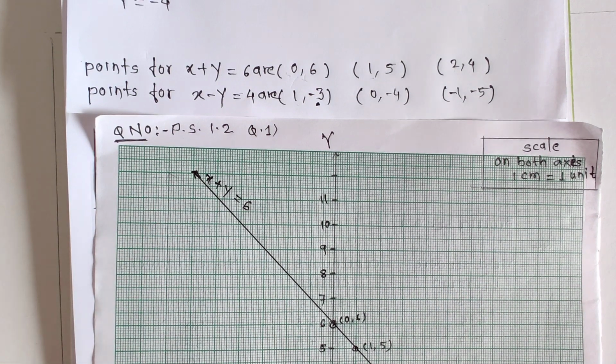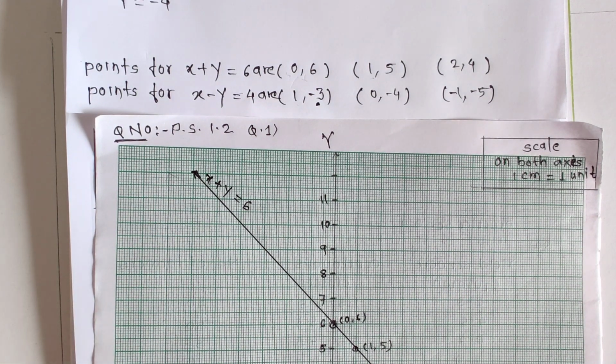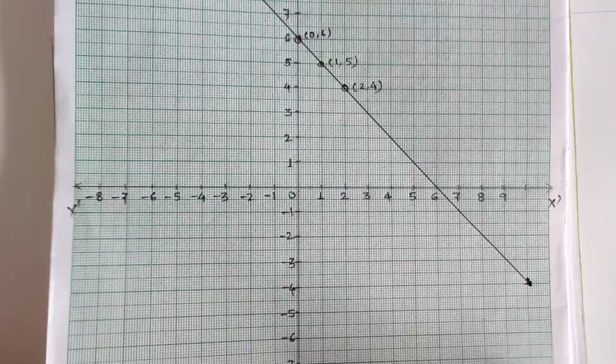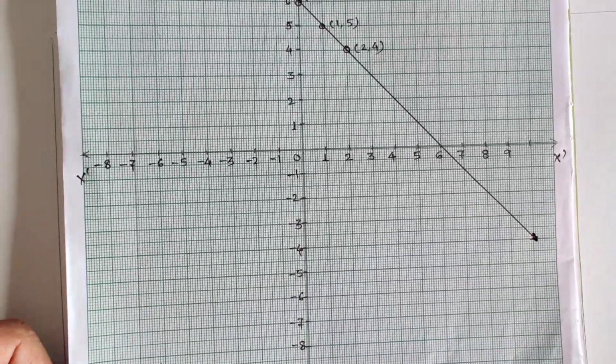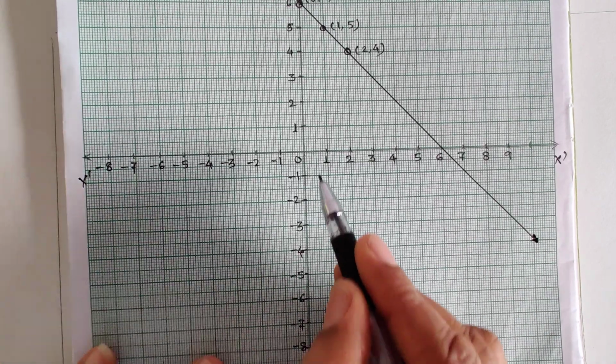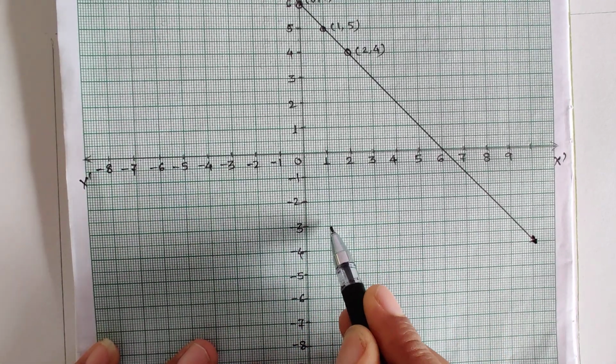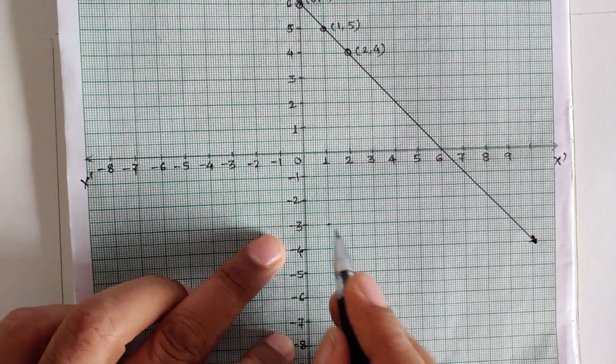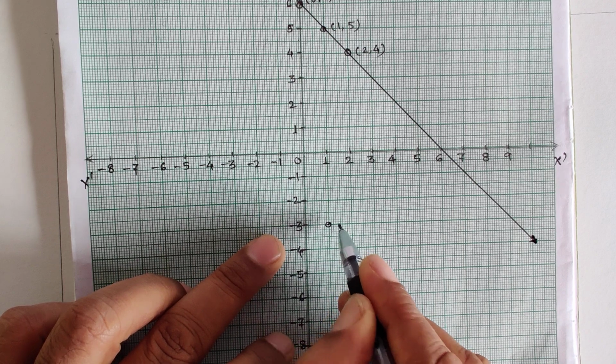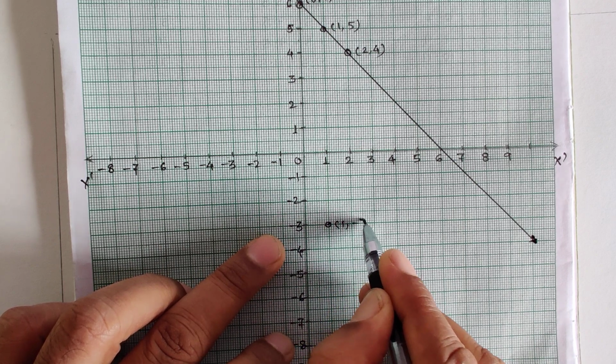So (1, -3), that is plus minus, is in the fourth quadrant. So let us see how to plot in the fourth quadrant. Here it is the fourth quadrant. This is 1 and this is minus 3. So here we get that point, (1, -3).